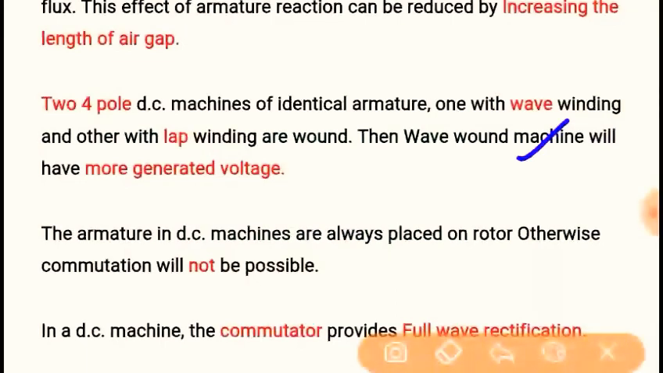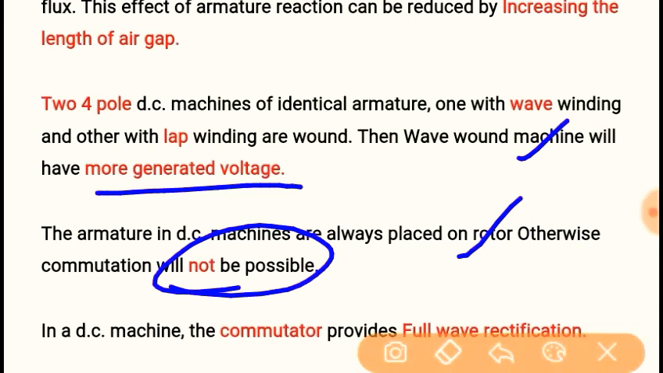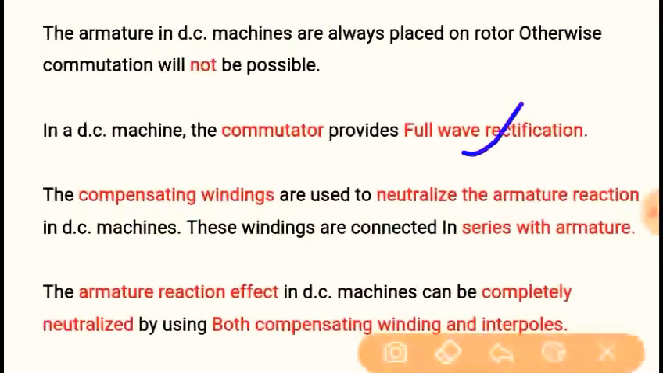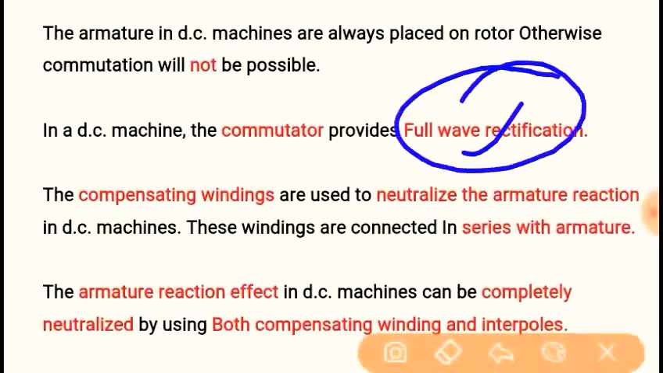For two 4-pole DC machines of identical armature, one wound with wave winding and the other with lap winding, the wave wound machine will have more generated voltage. The armature in DC machines is always placed on the rotor, otherwise commutation will not be possible. In a DC machine, the commutator provides full wave rectification.